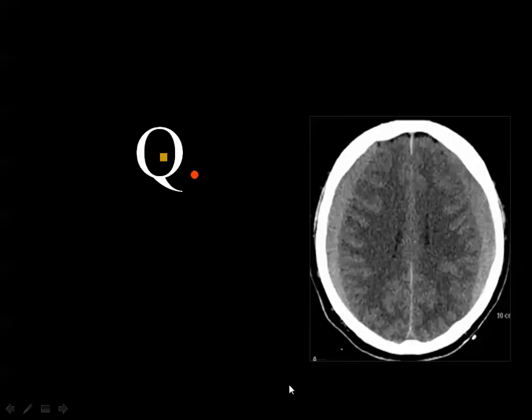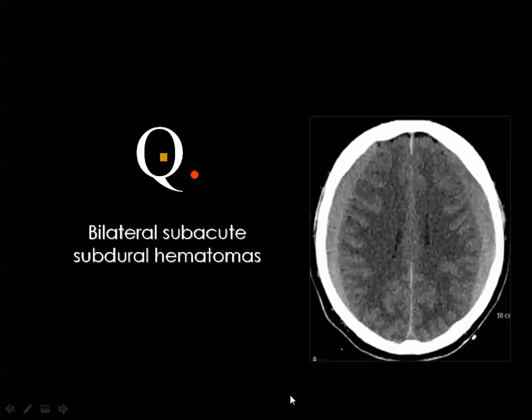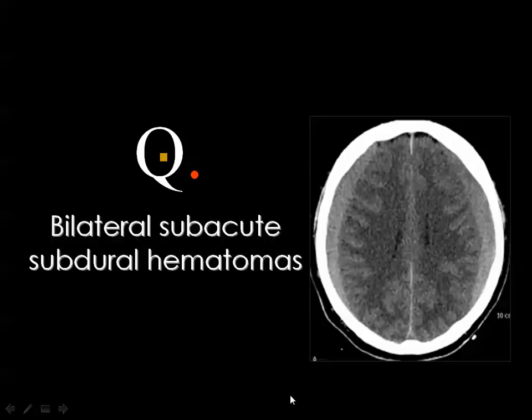CT scan of the brain, axial image, soft tissue window without intravenous injection, showing bilateral subdural collections of relative isodensity to the brain parenchyma, diagnostic of subacute subdural hematomas.